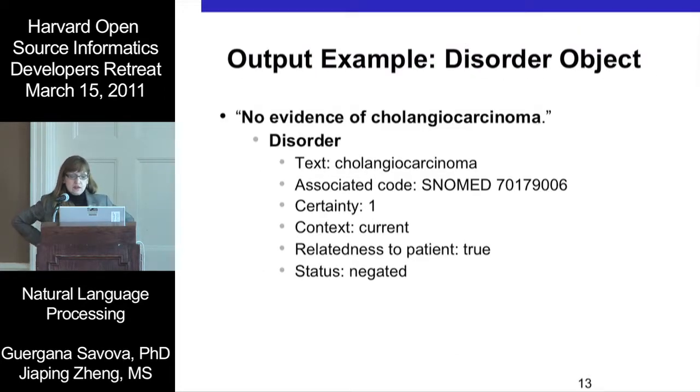Here's another example, no evidence of cholangiocarcinoma. Cholangiocarcinoma is marked up as a disorder, and there is an associated code, and that's the SNOMED-CT code. The certainty is marked up as 1, meaning that the algorithm is very confident about this object. The context says that it's a current disease. The relatedness of the patient is that it is true, meaning it's related to the patient, and the status is negated, meaning that the patient doesn't have cholangiocarcinoma. So you get all these attributes, you have a template, and then that's stored in a relational database.